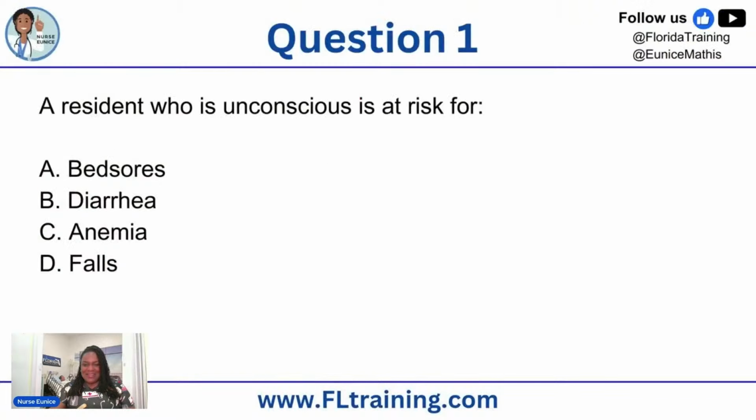All right, team. All right, question number 1. A resident who is unconscious is at risk for, is it A, bed sores, B, diarrhea, C, anemia, or D, falls? I'll give you about 5 seconds to put the correct answer in the chat.